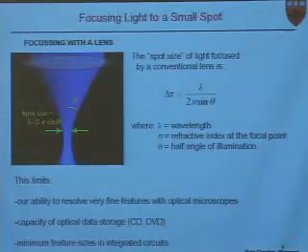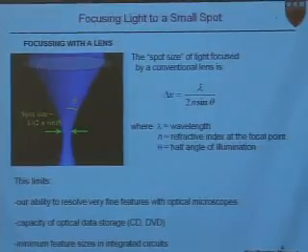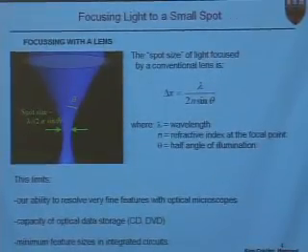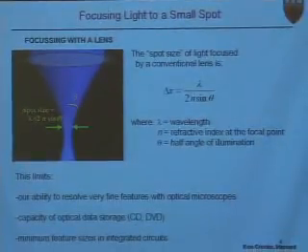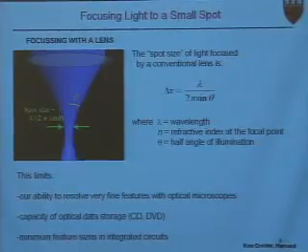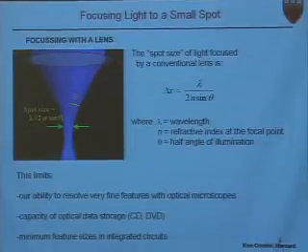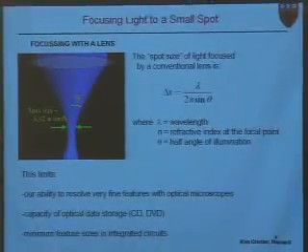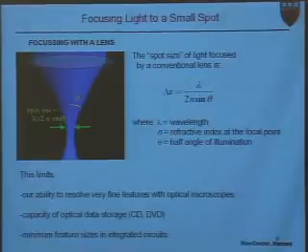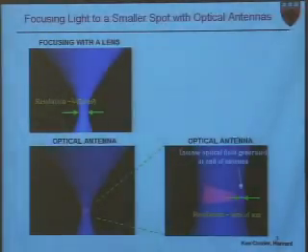And this is a challenging thing to do. This is challenging because of the diffraction limit that tells us that if we have a lens, and even if it's a perfect lens free from aberrations, we can only focus the light to a spot of roughly half a wavelength. And that limits our ability to resolve very fine features with optical microscopes, the capacity of optical data storage, the minimum feature sizes in integrated circuits, and also our ability to manipulate objects with optical forces. So that's the challenge. So my group works on a structure that we call an optical antenna.